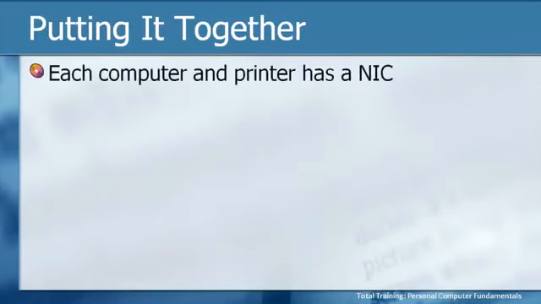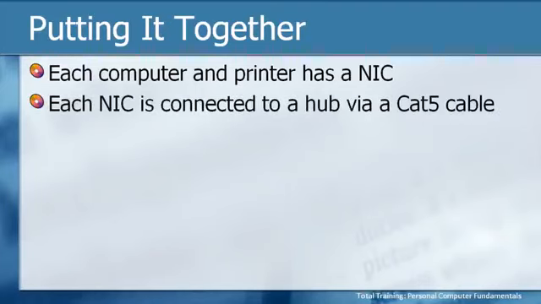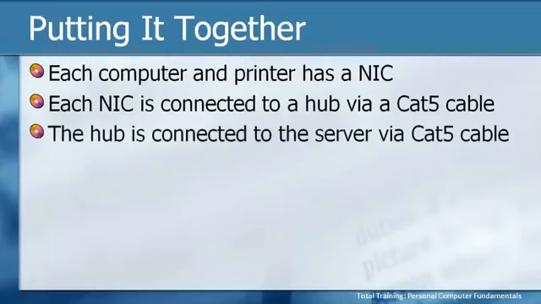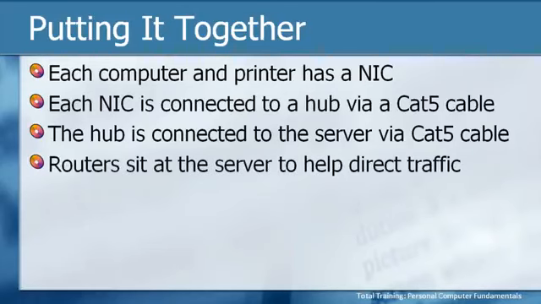So let's put it all together. What does all of this stuff mean? Well, each computer and printer and other devices is going to have a network interface card or a NIC if it's going to be on the network and not connected to another computer. Each NIC is connected to a hub or something like that via a Cat5 cable. The hub is then connected to the server via a Cat5 cable. Routers are going to sit at the server to help direct traffic in larger environments, probably not in a home or probably not in a small business.